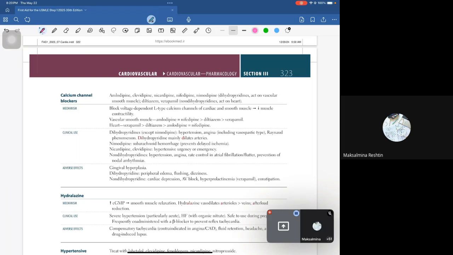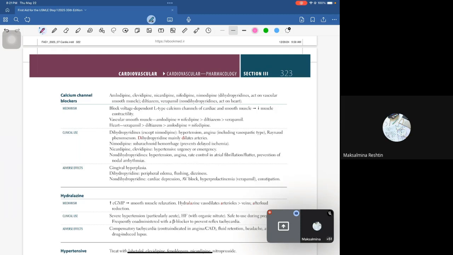One, and this is very high yield, so remember this. One are the dihydropyridine calcium channel blockers. These include amlodipine, nicardipine, nifedipine, and these usually act on the vascular smooth muscle. Right. So the first type of calcium channel blockers are the dihydropyridine channel blockers. Now these drugs will act on the vascular smooth muscles, and there will be a lot of questions in the exam that will mention this.